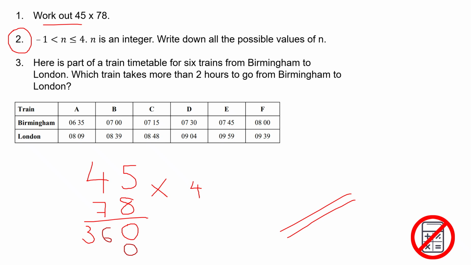Because I'm not doing 70 times this. 7 times 5 is 35, so 5, carry that extra 3. 7 times 4 is 28, plus that 3 makes 31. I'm now going to add these numbers together. 0 plus 0 makes 0. 6 plus 5 makes 11, so I'm going to put 1 there and carry that extra 1. 3 plus 1 plus 1 is 5, and the 3 drops down to the end. So my answer reads 3,510.